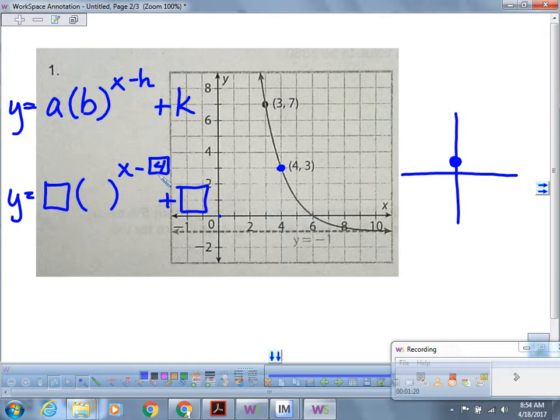Then it's also shifted. You can see your asymptote right here. Your asymptote has shifted down 1. So really, my new origin is right here. Does that make sense? It's like everything shifted over and down.